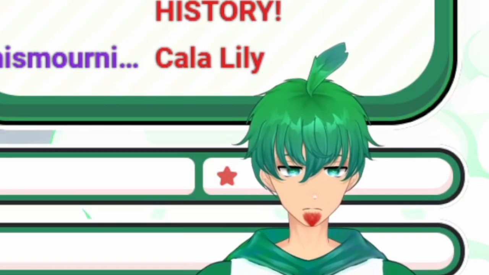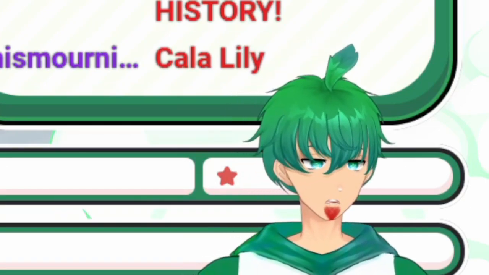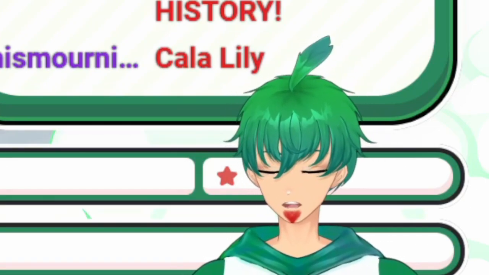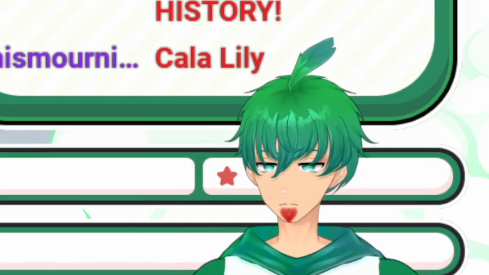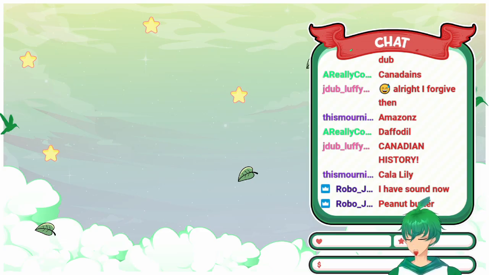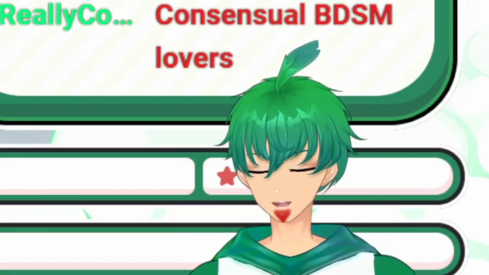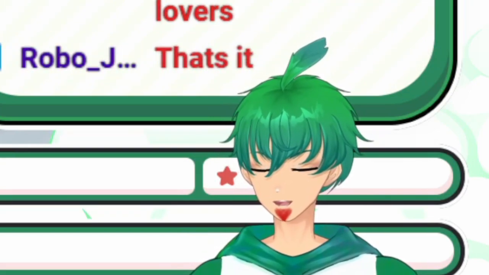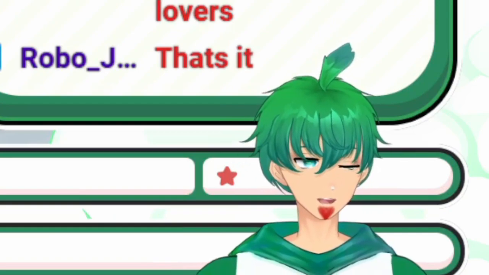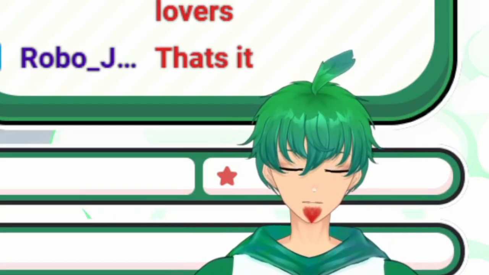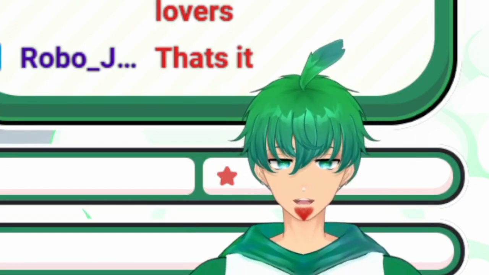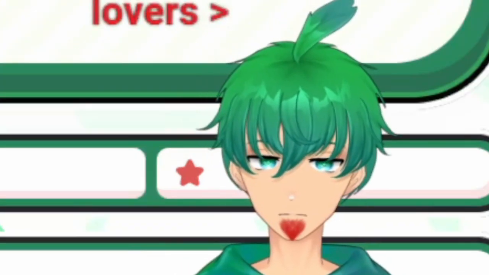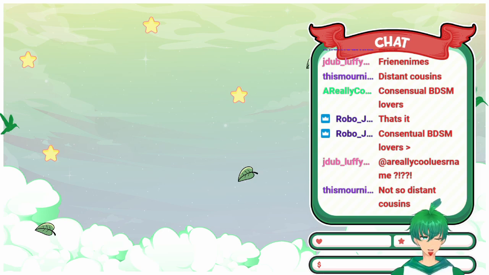Last 2. We need a food and a relationship. Peanut butter? Okay. We'll go with peanut butter. Distant cousins. I like distant cousin. Let's do it. Okay. There we go. That's the story. That is it. Consensual BDSM lovers. I mean, you could be all those things. Well, maybe not. So, this is our last story, and I feel like this is a good note to end on.